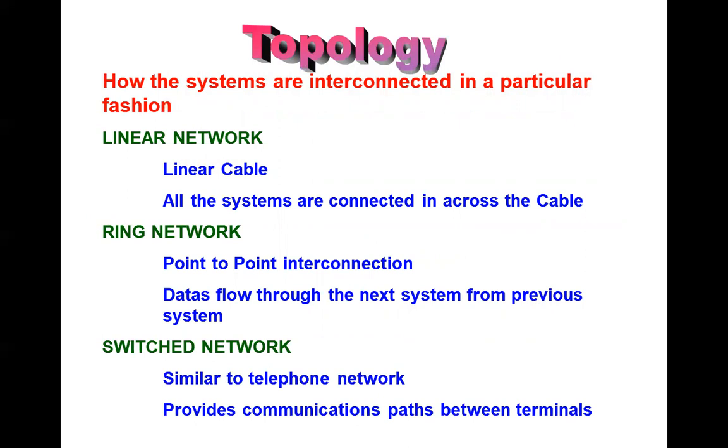In ring network, point-to-point interconnected systems are used. Data flows through the next system from the previous system. So in this manner, it will be interconnected. Switch network will be similar to your telephone network, but it will provide a communication path between the terminals.